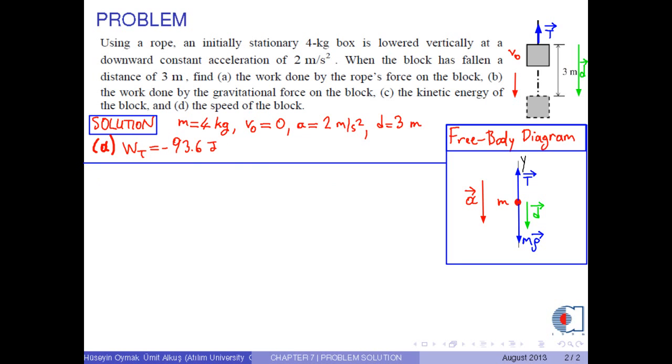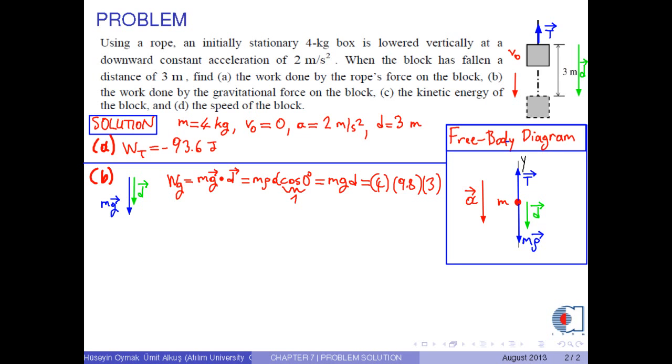B. Find the work done by the gravitational force on the block. Wg equals mg dot d. Since the angle between the gravitational force and the displacement vector is equal to 0, we obtain m times g times d. Put the numerical values into this equation, then you obtain 117.6 joules, which is approximately 118 joules.